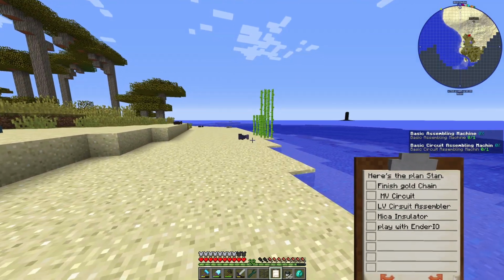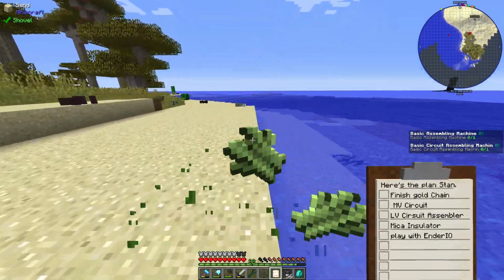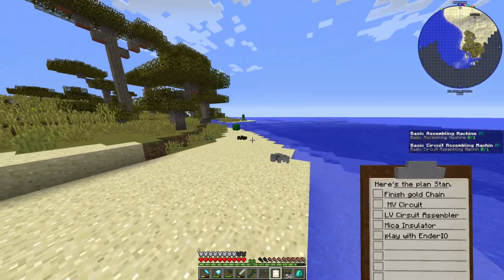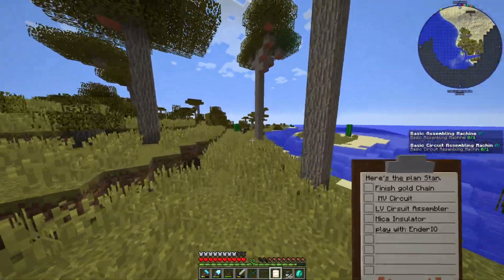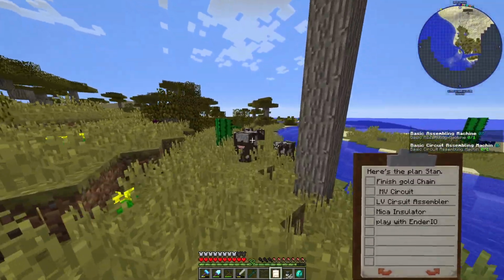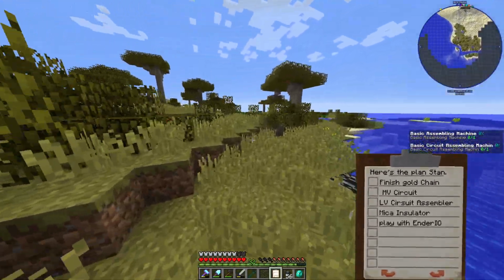And then we can start working towards some mica insulator to get ourselves working towards our blast furnace, which is going to be vitally, vitally important. Many say that the EBF is the most important multi-block structure in the entire pack and in most Gregtech packs.